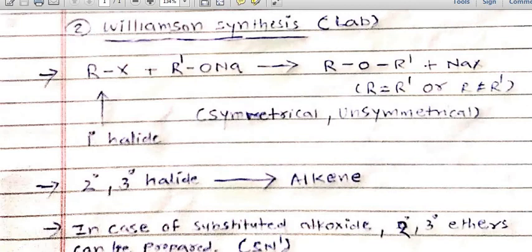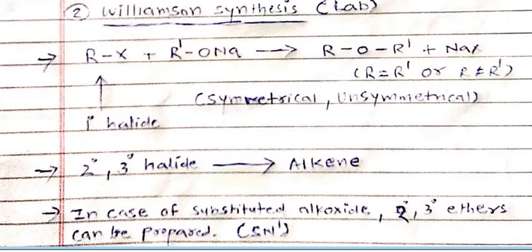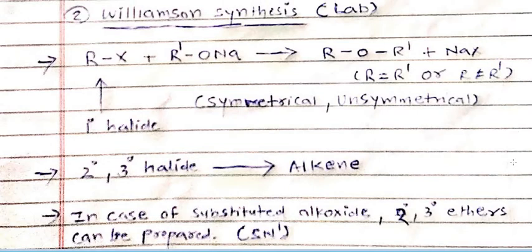So this is all about Williamson synthesis. With a primary halide you can get symmetrical and unsymmetrical ethers, but if you take secondary and tertiary halides, then the alkene will be the product. What if you need to have secondary or tertiary ethers? That can be done using the substituted alkoxide. That means if you want the secondary ether as a major product, you need to take the secondary halide, and if you want the tertiary ether, then you need to take the tertiary, substituted alkoxide. I hope this is clear. Let us move on.